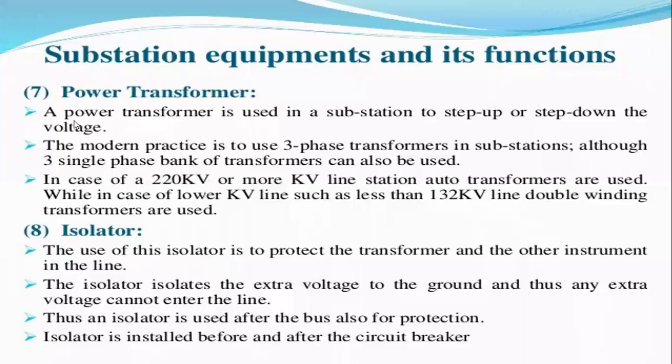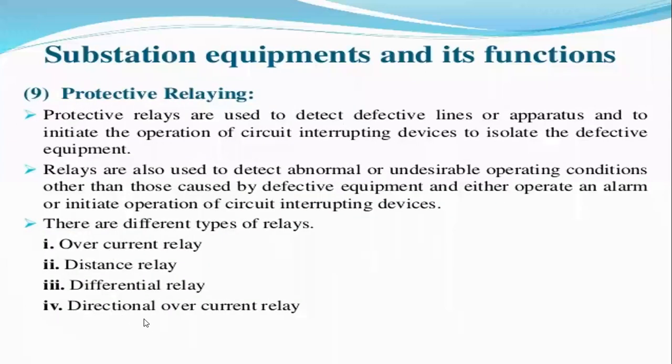Next one is the protective relays. The protective relays are used to detect the defective lines or operators and to initiate the operation of circuit interrupting devices to isolate the defective equipment. These relays are classified into overcurrent relays, distance relays, differential relays, and directional relays. The main purpose of a relay is to give the indication or alarm signal to the circuit breakers. When overcurrents are obtained, the overcurrent relay will operate. Like that, the distance relay will operate depending upon the distance to the fault.